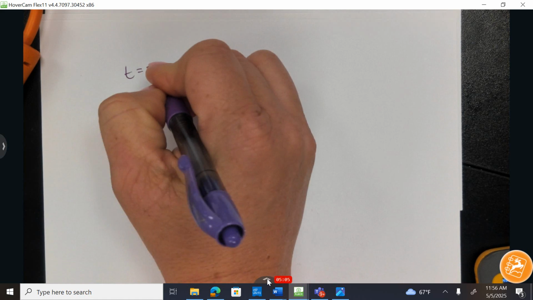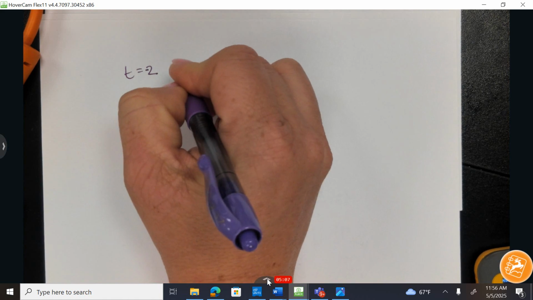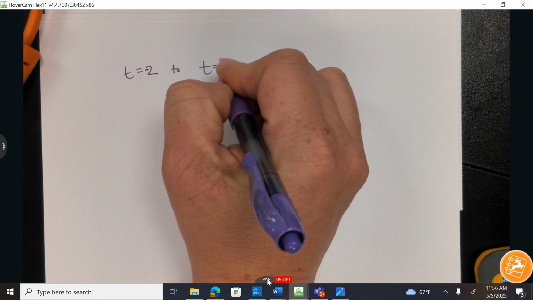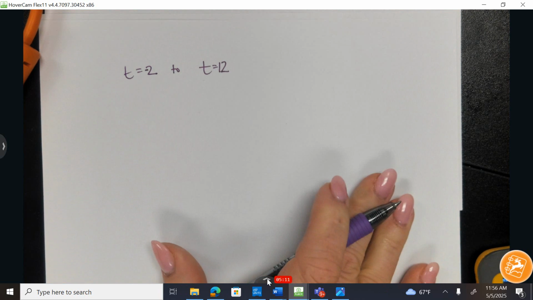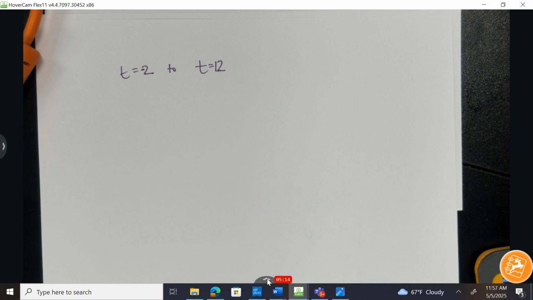So in part B, we are going to be asked to do the following. Part B says, use the given data to find the average rate of change of the amount of money the student has in dollars from t equals -2 to t equals 12. Okay, so how do we find the average rate of change?